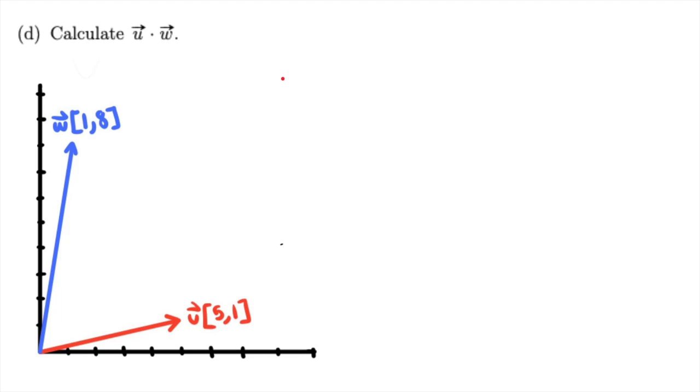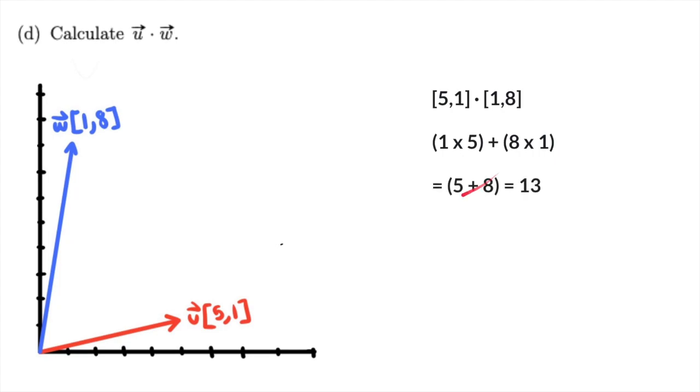All right, so letter D asks us to calculate u dot w. Essentially, when we say calculate u dot w, we're referring to using the dot product. So we all know and love the dot product. Taking the dot product of the vector 5, 1 and the vector 1, 8, that turns into multiplying this 5 by this 1 and this 1 by this 8. So that's 1 times 5 plus 8 times 1, and that simplifies down to 5 plus 8, which equals 13.